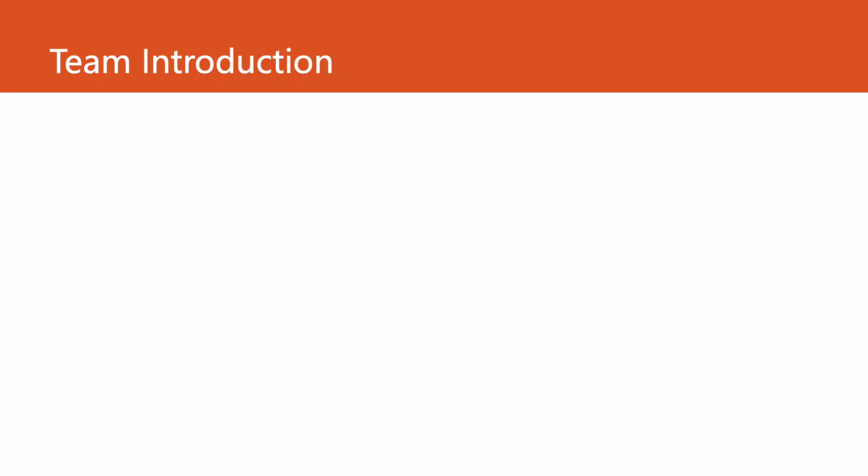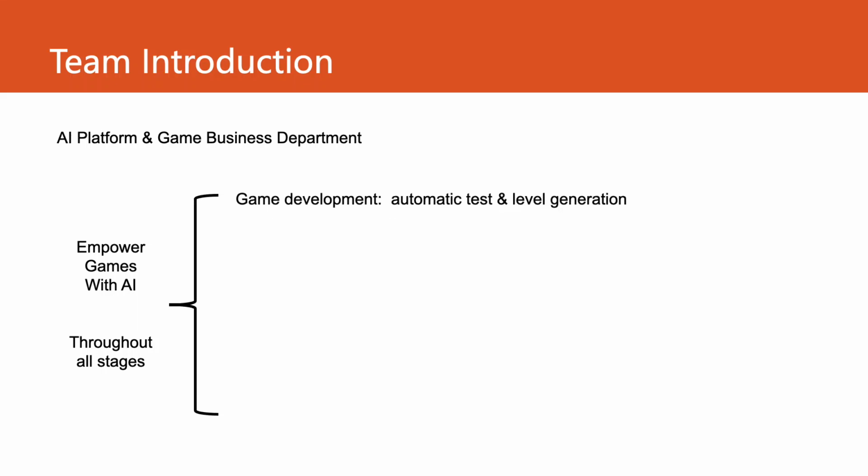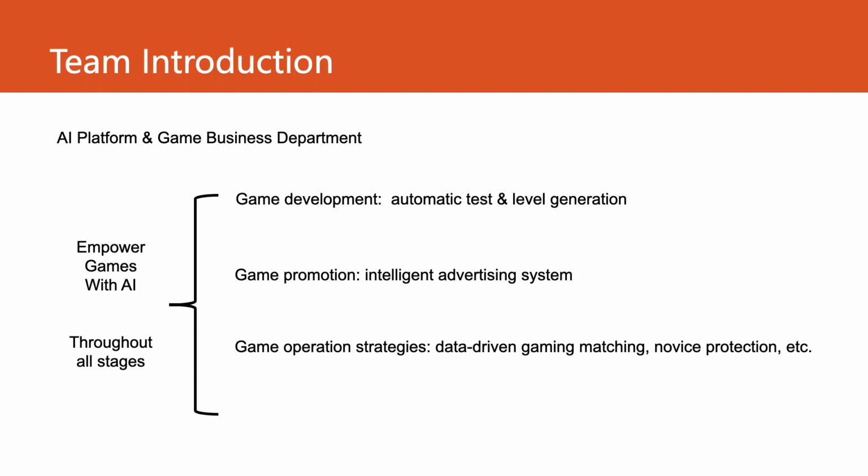Before we start, I'd like to introduce our team. Our team members are from two departments in Kuaishou, AI Platform and Game Business Department. What we do is basically using AI to empower, support, and optimize the whole process of games in Kuaishou. We use AI in many different stages. For example, in the game development stage, we use AI to do automatic testing and level generation. To promote new games, we build an intelligent advertising system to promote our games and advertising platforms. To support operation of a game, we develop data-driven strategies for game matching, novice protection, and so on.